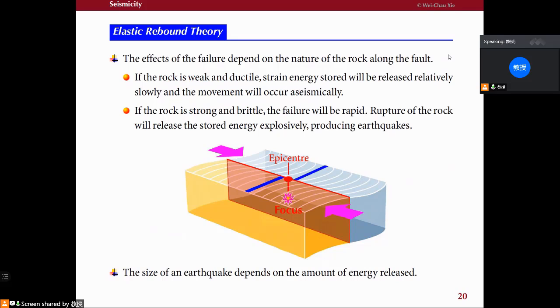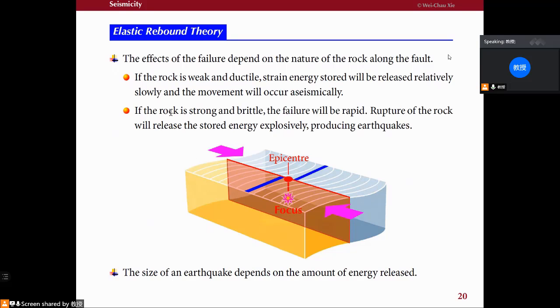The effects of failure depend on the nature of the rock along the fault. If the rock is weak and ductile, strain energy stored will be released relatively slowly. If the rocks are weak, then it will break constantly, and the strain energy will be released relatively slowly, and the movement will occur aseismically.